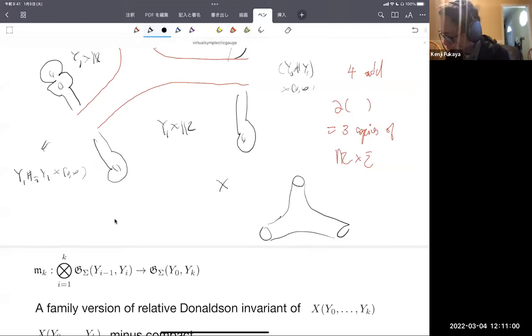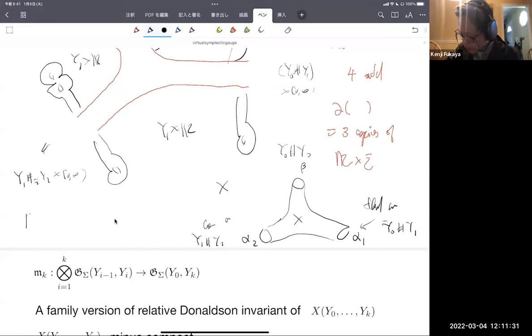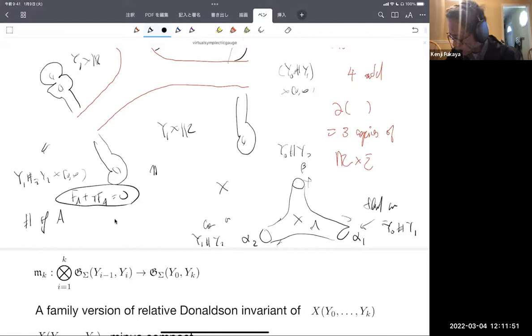So now you put these connections alpha one, alpha two, beta. So this is a flat connection on Y0, Y1. And this is a connection on Y1, Y2. And this beta is a connection on Y0, Y2. And you have this X. Then you count the number of A, these ASD connections, whose asymptotic values are these three flat connections. And we consider the case when this moduli space has dimension zero. So this gives a matrix coefficient of M2 of alpha 1, alpha 2, beta. This is called a relative Donaldson invariant.